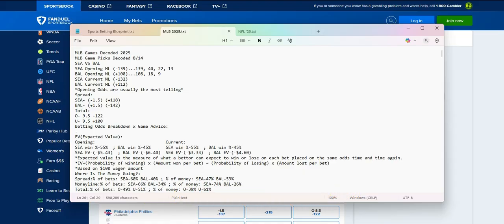And the spread, also known as the run line, looks like this. Seattle is at minus 1.5 at plus 118 cost. Plus 1.5 is Baltimore at minus 142 cost. Over under is at 9.5 points. Minus 122 cost going over, plus 100 going under. We're going to go over where the money is going, then we're going to go back to the expected value.